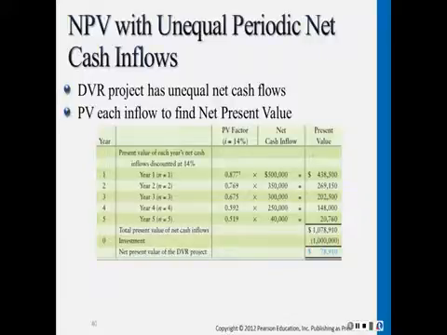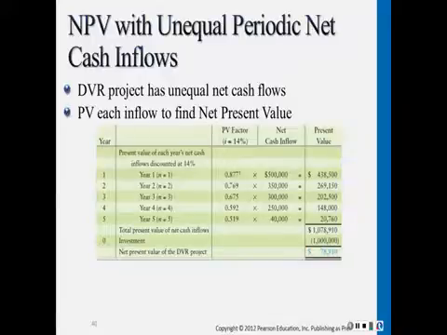Exhibit 2112 shows that the $500,000 net cash inflow received in year 1 is discounted using a present value factor of I equals 14 and N equals 1, while the $350,000 net cash inflow received in year 2 is discounted using a present value factor of I equals 14 and N equals 2, and so forth.